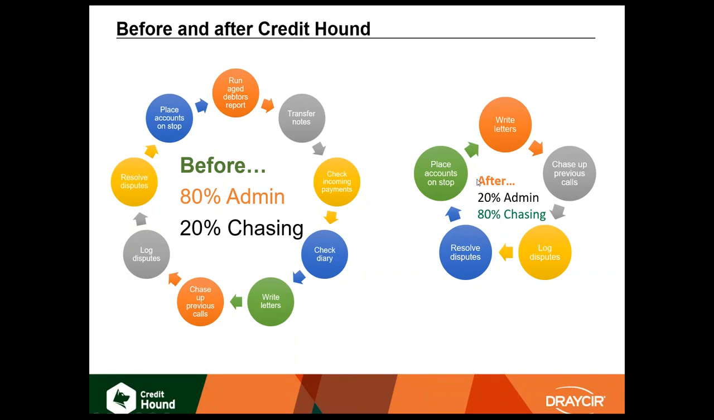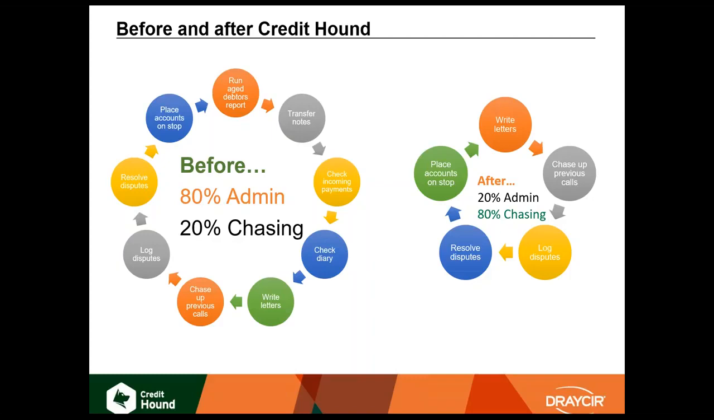So Credit Hound can help businesses to automate a lot of tasks like generating emails. It can also schedule telephone calls. But the key difference is instead of having one collection process for all your customers, with Credit Hound, you can have lots of different collection processes.